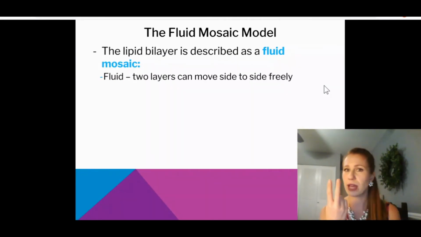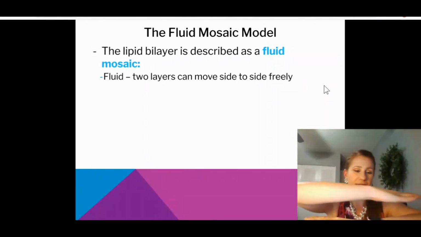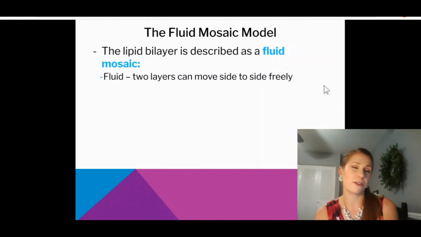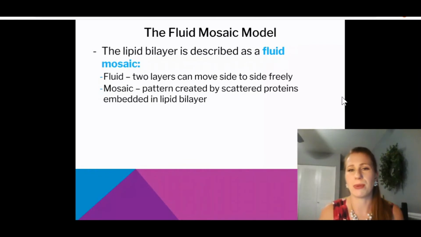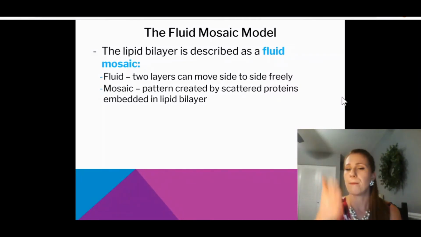Because we have two layers, or a lipid bilayer, they can move on top of each other freely. So they can move side to side, it can travel. It's really fluid and has a lot of motion to it. It's not rigid. The second part is that it's a mosaic, and a mosaic is a pattern in art, and it's created by scattered proteins in our lipid bilayer. And those proteins go through the cell membrane to allow molecules to go in and out of the cell.